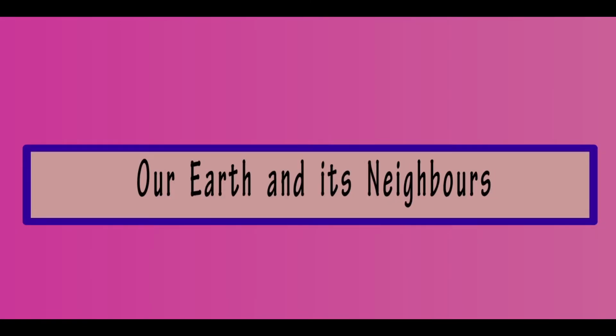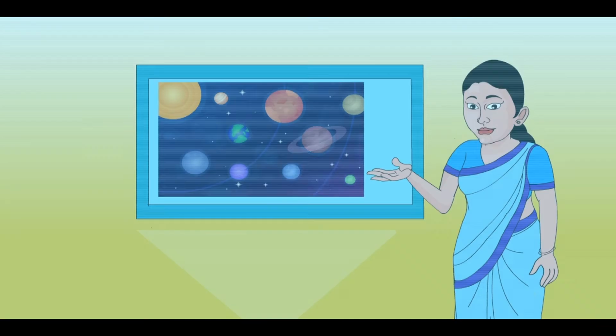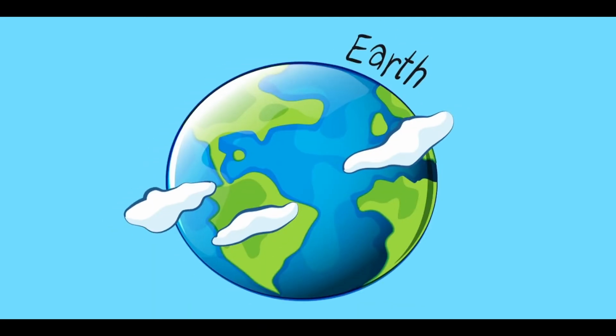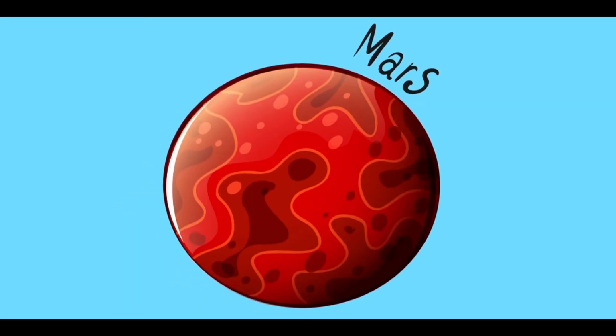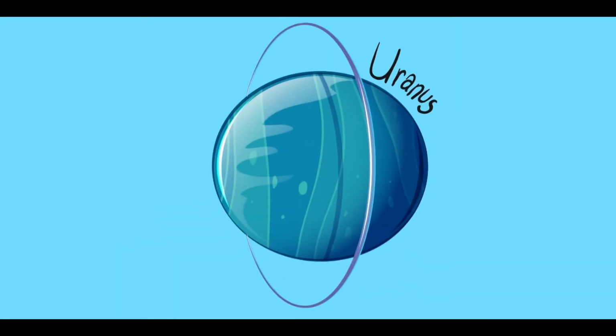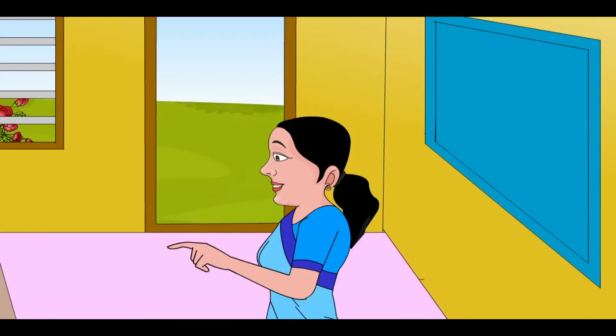Chapter 2. Our Earth and its Neighbours. Look at this picture of our solar system. Mercury, Venus, Earth, Mars, Jupiter, Saturn, Uranus, Neptune. The planets. There are 8 planets that move around the Sun.